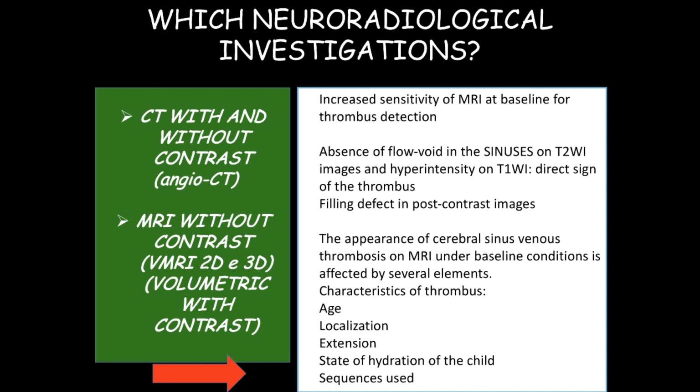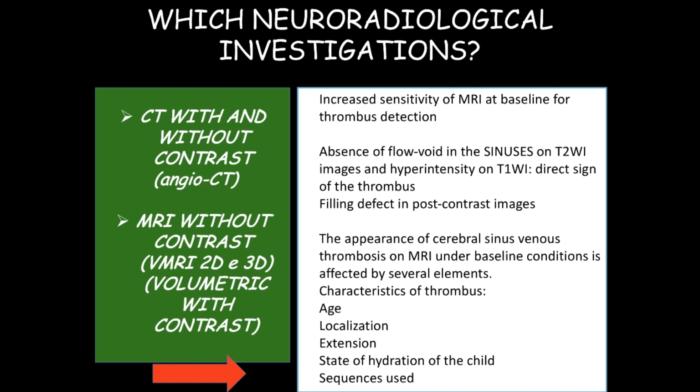Which neuroradiological investigations are useful? Generally, when the child arrives at first aid, the CT with and without contrast is the first scan. On the other hand, I would like to say that there is an increased sensitivity of MRI at baseline and after contrast for thrombus detection. And we have to remember, we do not have radiation if we speak about MRI.